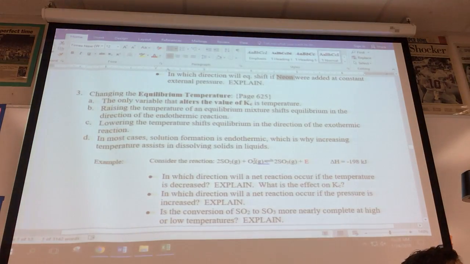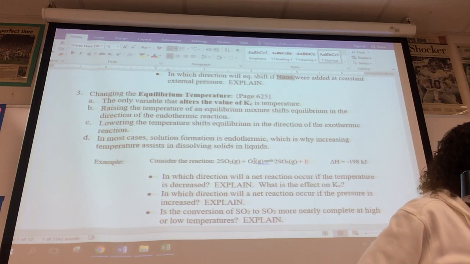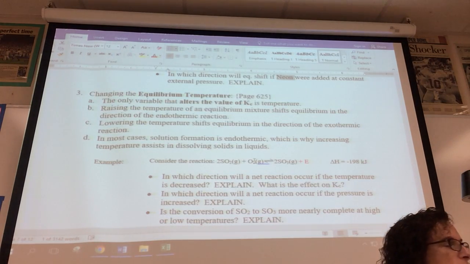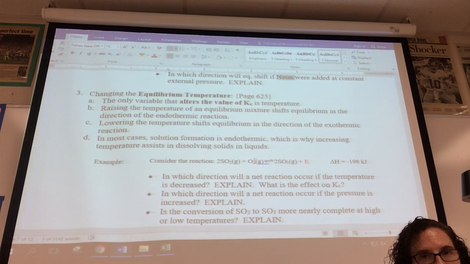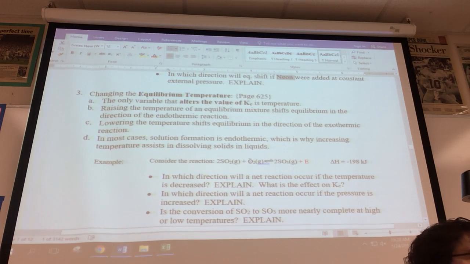All right. Changing equilibrium temperature, we already said. There's one key piece I want to add here. It says the only variable or stress that affects the value of Kc is temperature. Neither concentration, pressure, nor volume affect the value of Kc. Only temperature affects the value of Kc, and we'll talk about whether it increases or decreases.